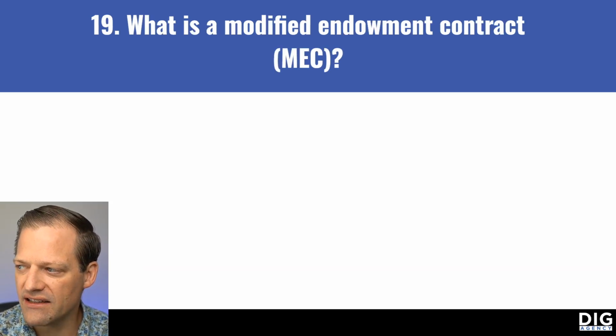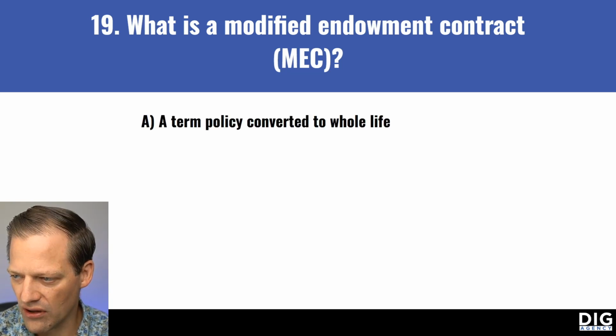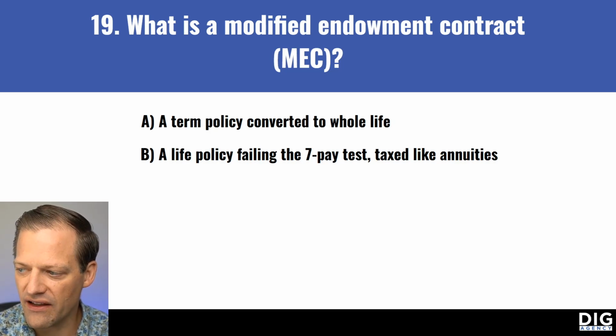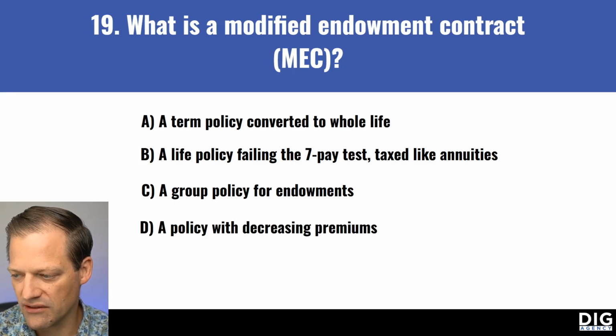What is a modified endowment contract, a MEC? A, a term policy converted to whole life. B, a life policy failing the 7-pay test, taxed like annuities. C, a group policy for endowments. Or D, a policy with decreasing premiums.